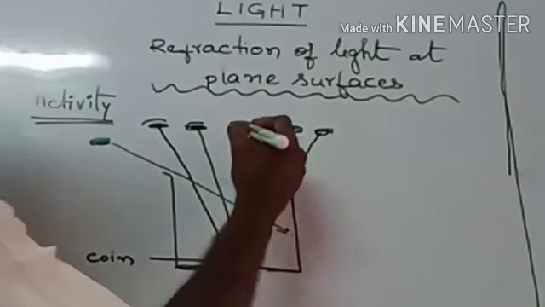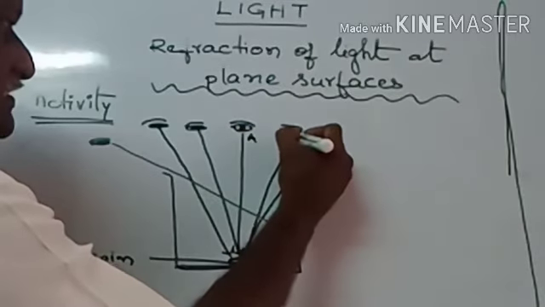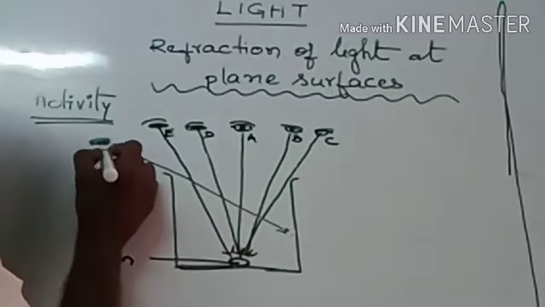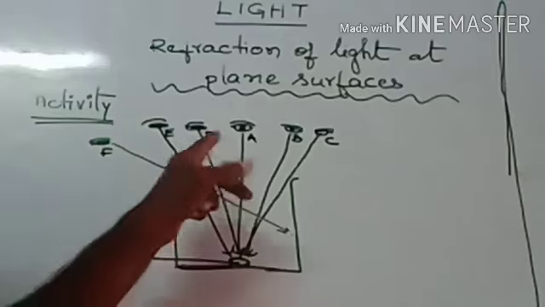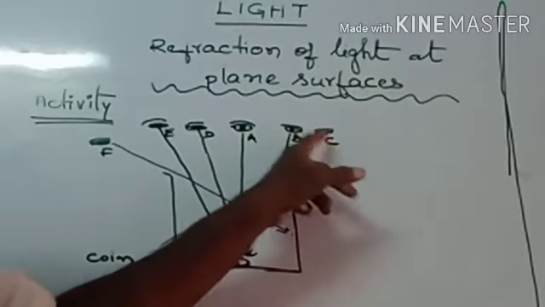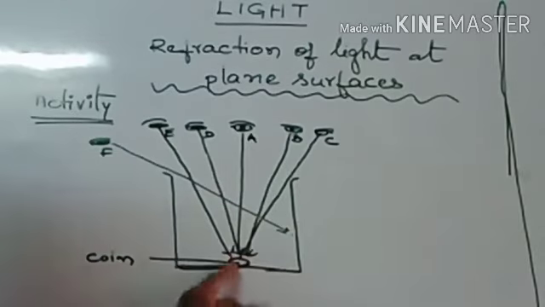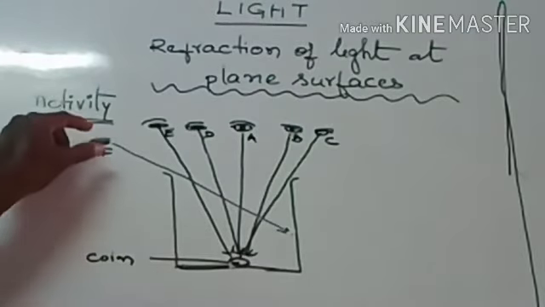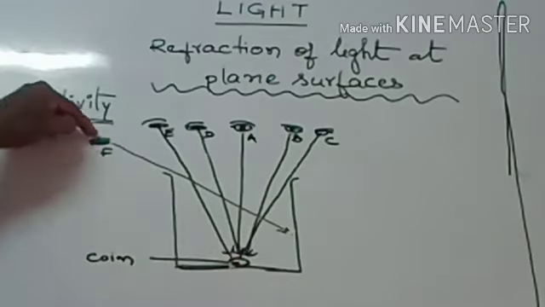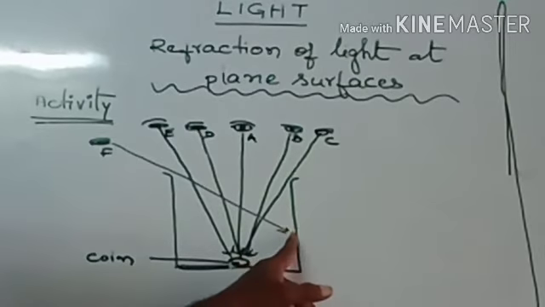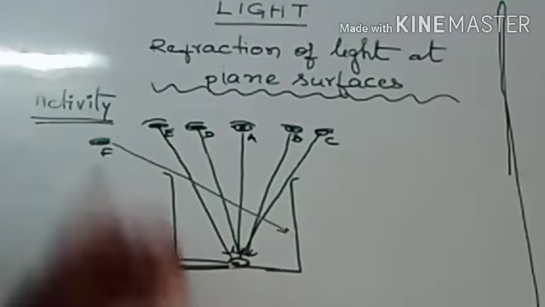Take this as position A, this is B, this is C, this is D, this is E, and this is F. From all the positions A, B, C, D, E, we can see the coil, which means the coil appears in a straight line. But from position F, we can't see this coil, because our line of vision is straight and there is no coil there, so the coil does not appear to us.